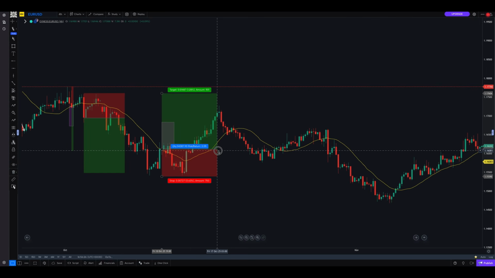Now let's assume you trailed this to a 1-to-1. When you reach a 1-to-1, you pull your trailing stop to break even, or slightly above break even, to secure some profit and let it run.